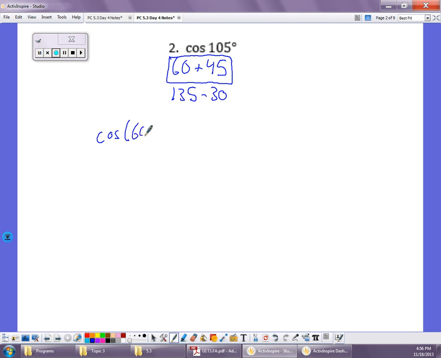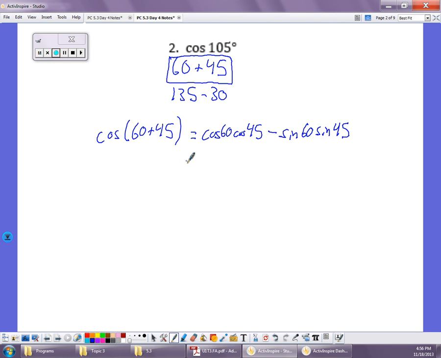So 60 and 45 are both on my chart, so I'm going to use those two. So cosine 60 plus 45, and I'm just going to plug that in to the formula. So cosine 60, cosine 45. Now this is cosine, so the sign is going to change, minus sine 60, sine 45. And once again, I'm just going to go to my table of trig values that we use.